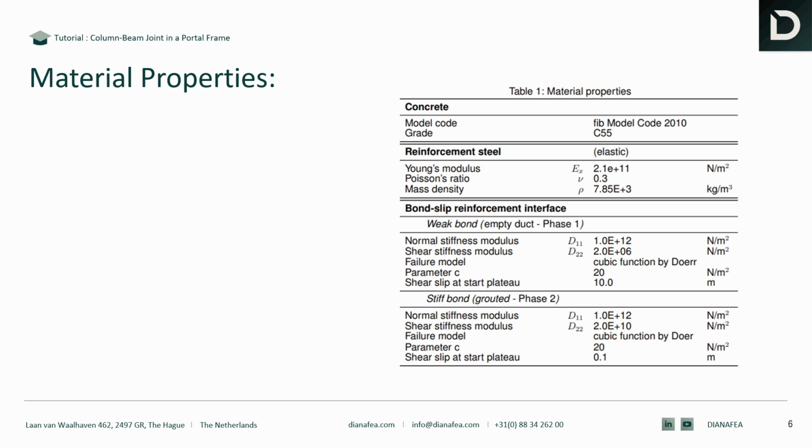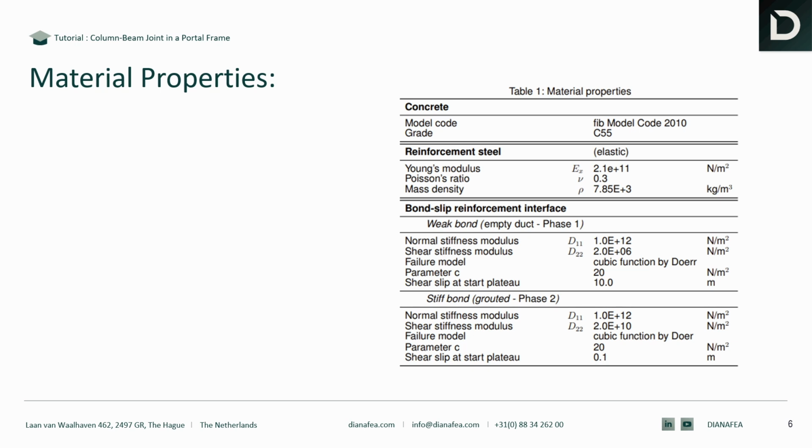As you can see on the screen, we have a material properties table for this model. We use the fib Model Code 2010, concrete grade C55 for the beam. And also we have two different material properties for the bonded slip reinforcement. In the first phase, we have a weak bond, where the tendon is not grouted, and in the second phase, we have a stiff bond where the tendon is grouted.